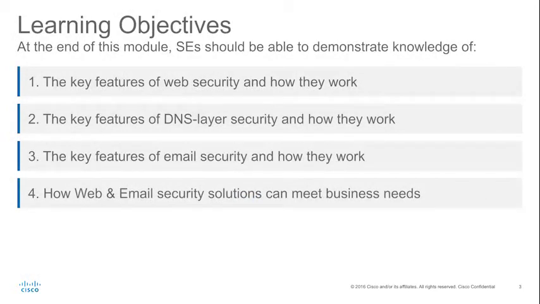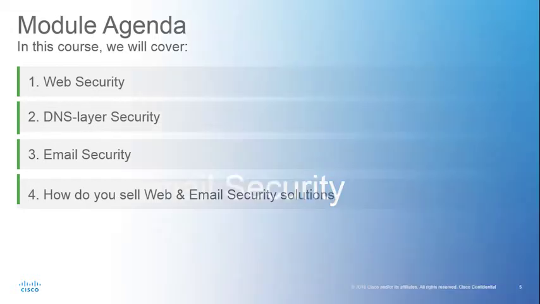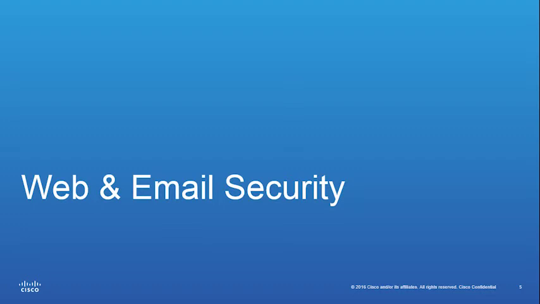At the end of this module, systems engineers should be able to demonstrate knowledge of the key features of web security and how they work, the key features of DNS layer security and how they work, the key features of email security and how they work, and how web and email security solutions can meet business needs. In this course, we will cover web security, DNS layer security, email security, and how to sell web and email security solutions.